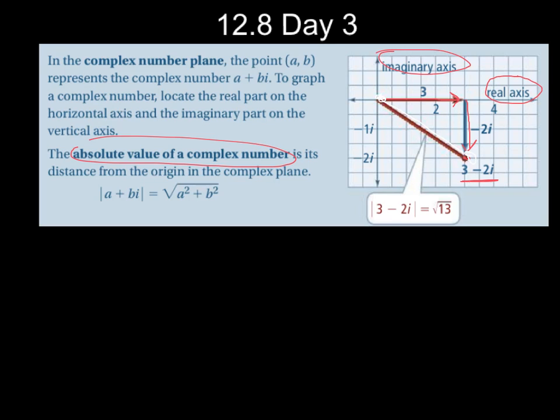So the distance, or the absolute value of a complex number, is simply found by taking the square root of a squared plus b squared. It's distance, so it has to be a real value. So we don't use the i portion. We're just taking the a and the b. So when we look at the absolute value of 3 minus 2i, we're really looking at the square root of 3 squared plus 2 squared. Okay? And that gives us 9 plus 4. And that's where we get this square root of 13 for the distance.